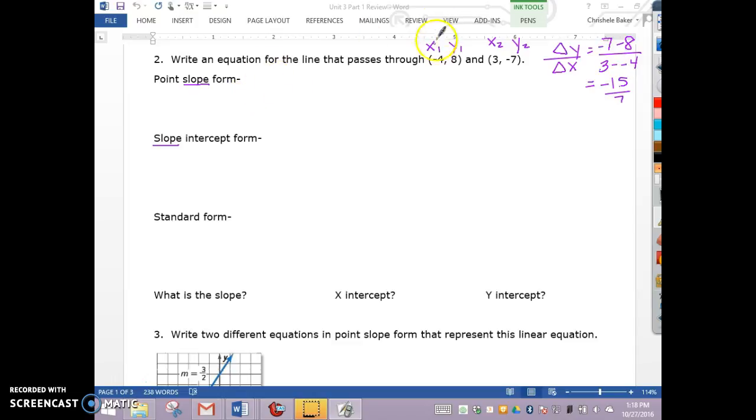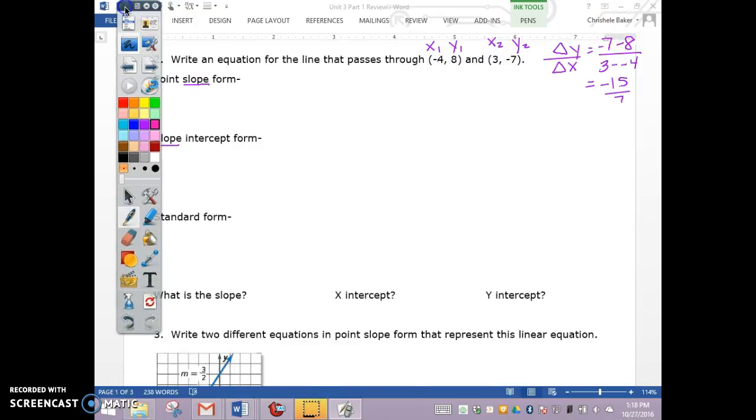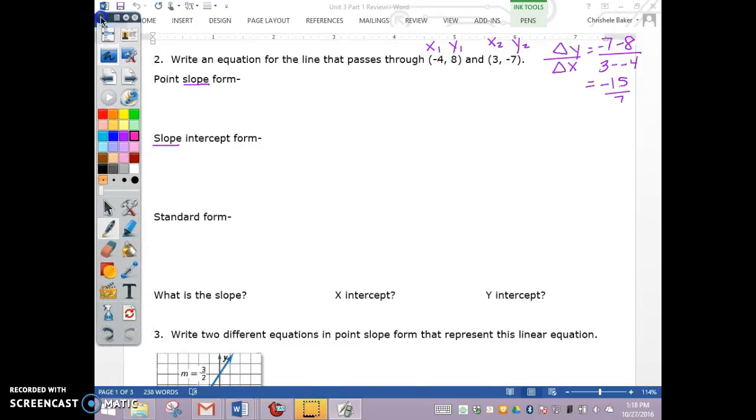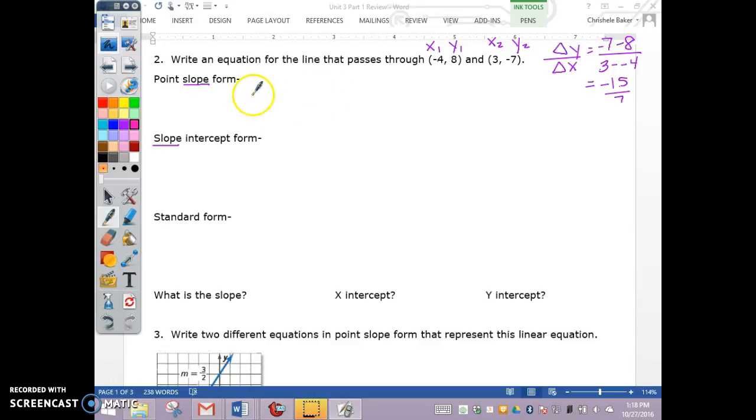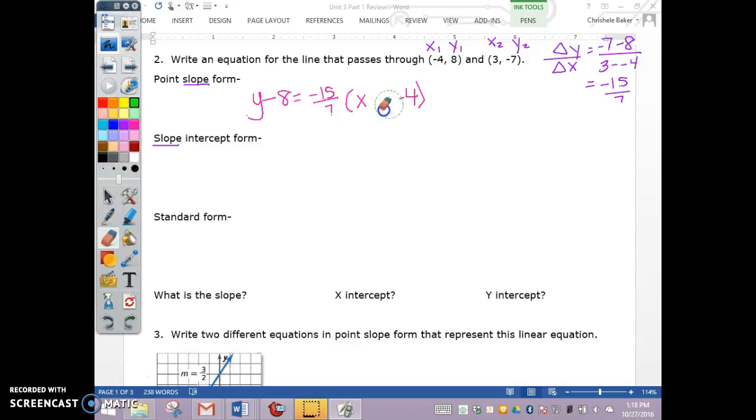So point slope form, again, like I said in the top, you can pick whatever point you want. It doesn't matter. I'll pick the 4, 8 just because it's first. So y minus the y value is equal to the slope times (x minus the x value). A negative negative becomes a positive.